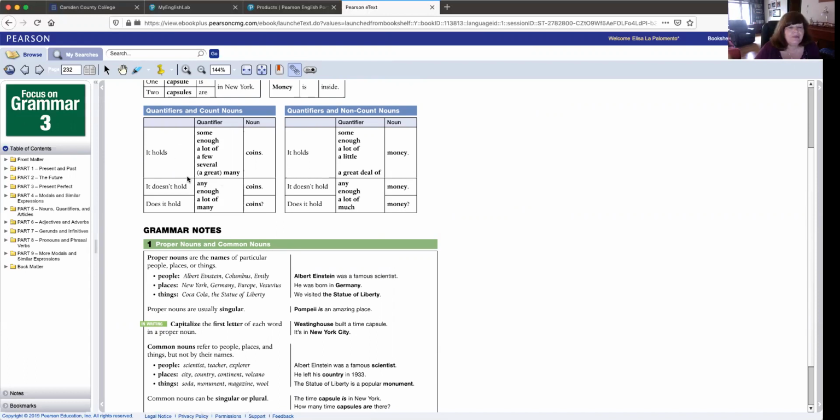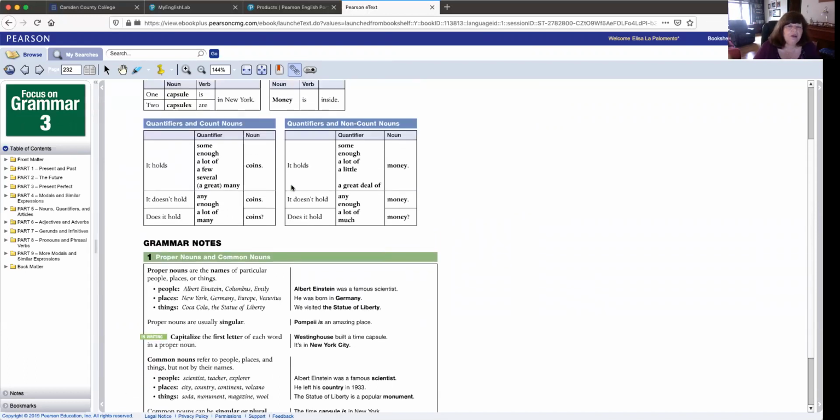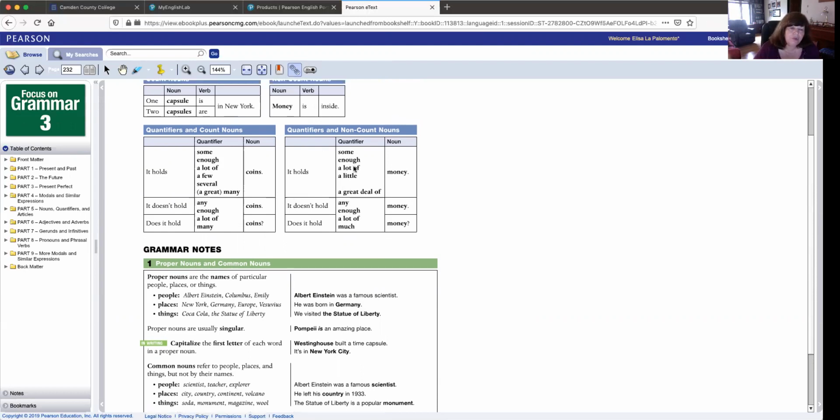Excuse me. The rest of these, of course, you have to study. When we move over to the non-count nouns, the things that we cannot count, using quantifiers, which again are the words that show how much or how many, these are the words that we can use.